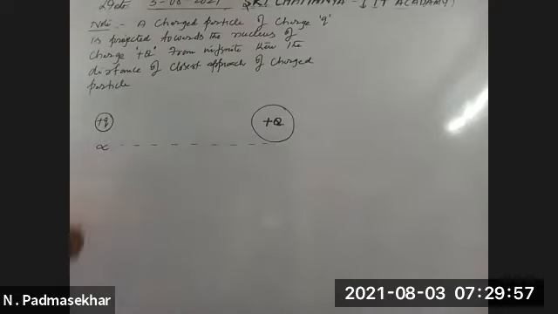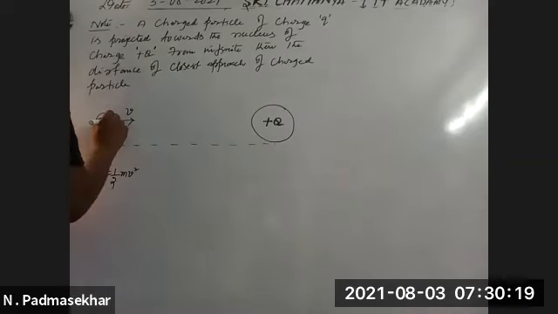Infinite distance means potential energy is equal to 0. It is projected with a velocity v. The kinetic energy is half m v square.